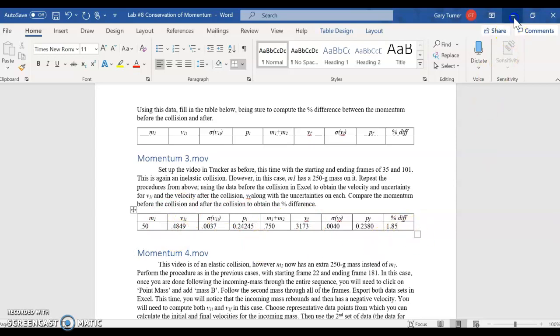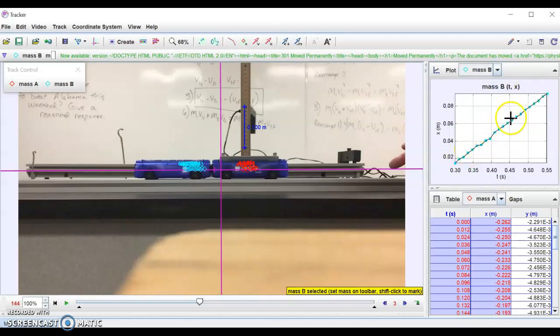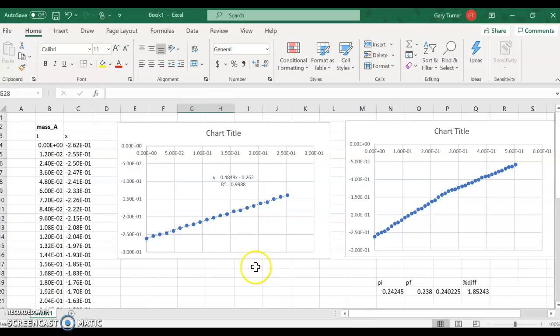Okay, so first things first, I've already tracked them as pretty linear, and then the slope slightly adjusts. And if I look at mass B, then we just have this data here. What I've done is import sets of data into Excel, and I'm just going to look at mass A.